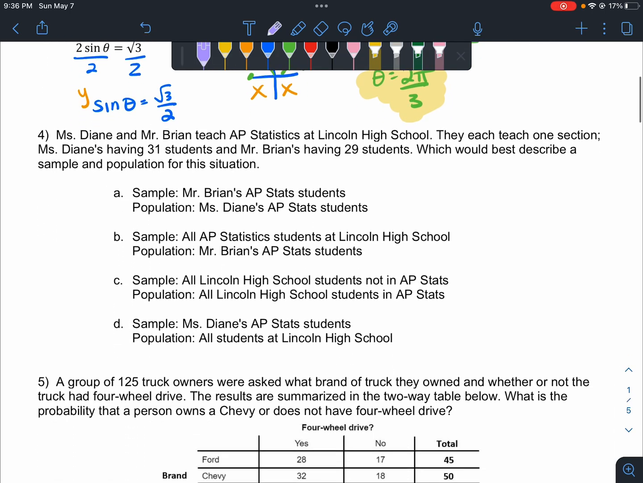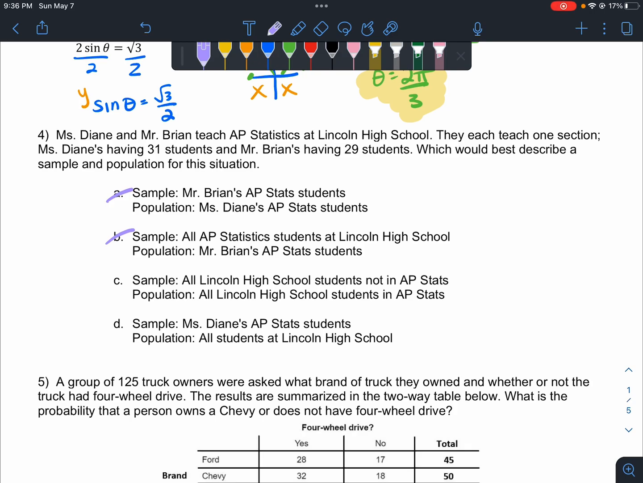Okay, so now we're going to look at unit 8. So here we have Miss Diane and Brian who teach AP Stats. They teach one section, and we want to know sample and population for this situation. So population would be the general number of students that are at Lincoln High. So it's not going to be A, it's not going to be B for the population. Now I'm looking at C and D.